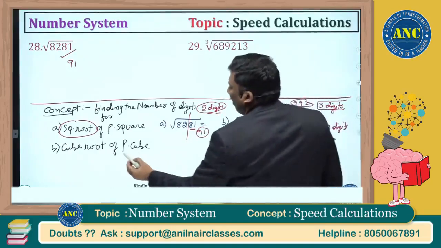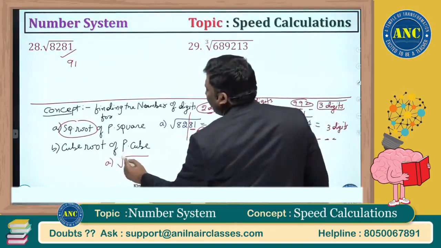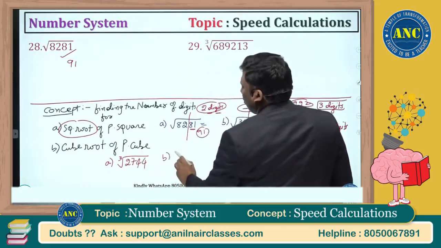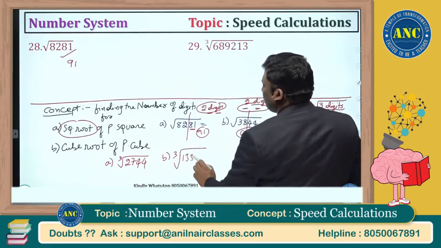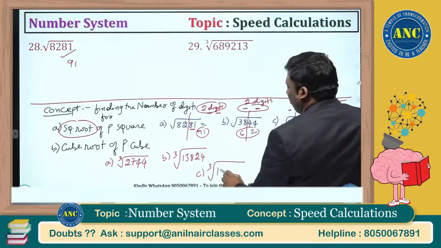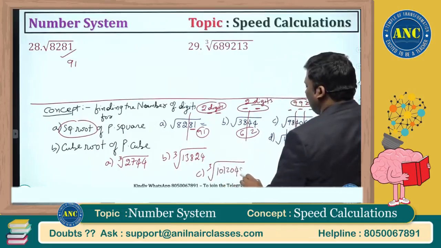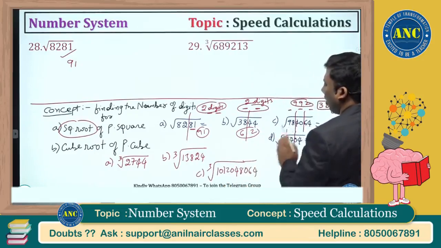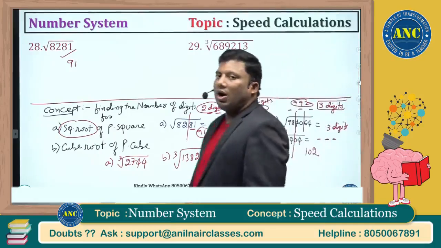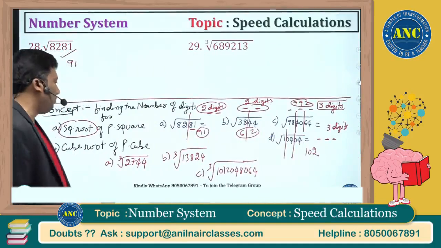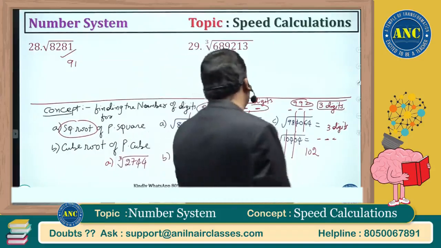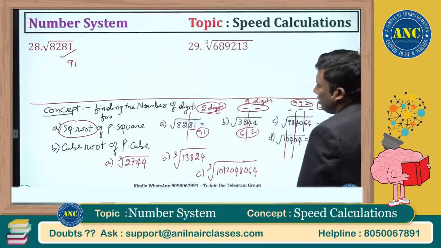Suppose it is a perfect cube. Cube root of 2744, cube root of 13824, cube root of 1012048064. All these numbers are perfect cubes. How to find the cube root of a perfect cube? Cube root of 2744, cube root of 13824, cube root of 1012048064.